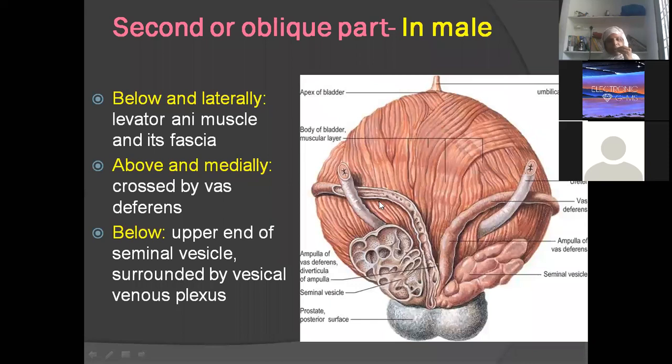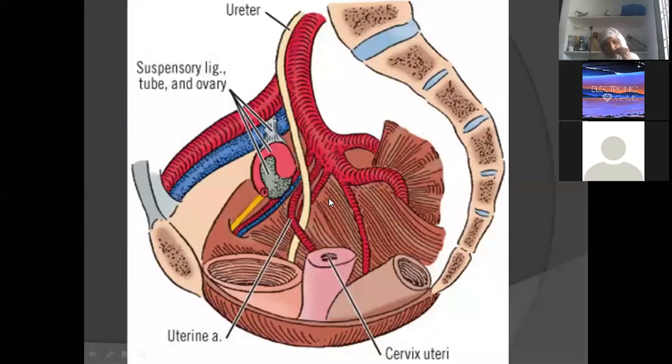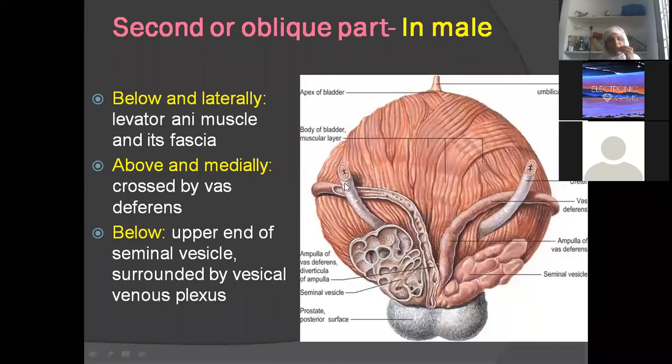So that second part is oblique, and it is to show you the levator ani. Actually, this whole muscle is called the levator ani muscle. So it is running lateral to the levator ani muscle and its fascia.